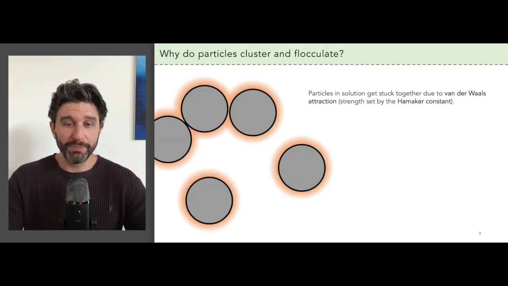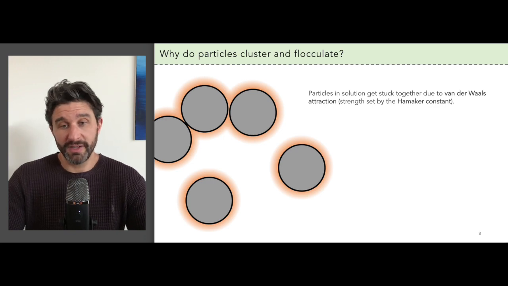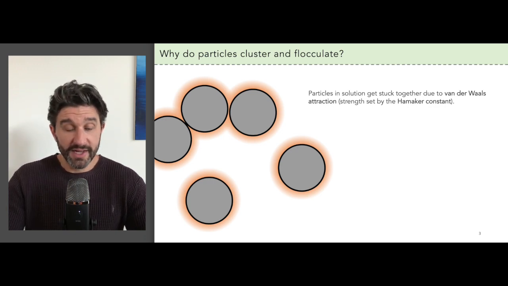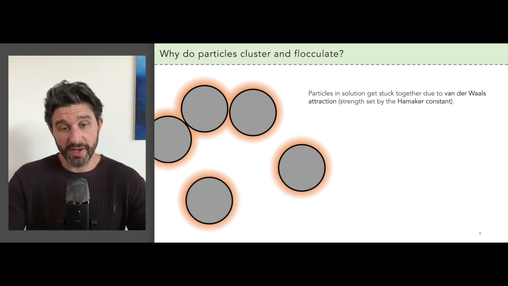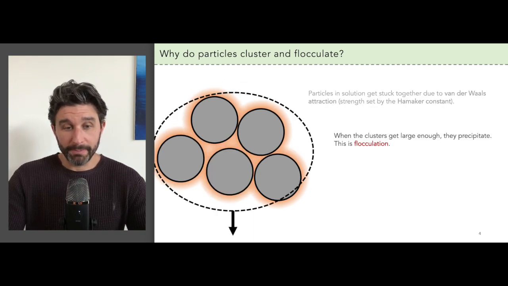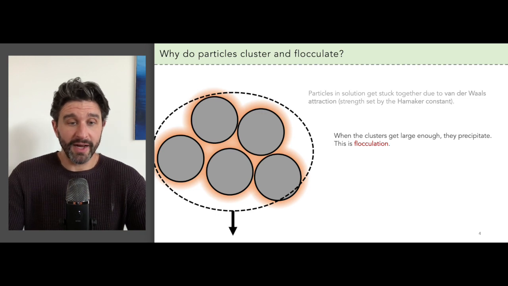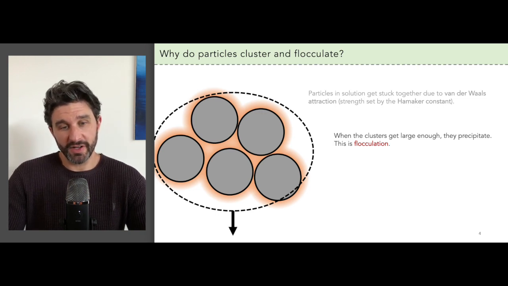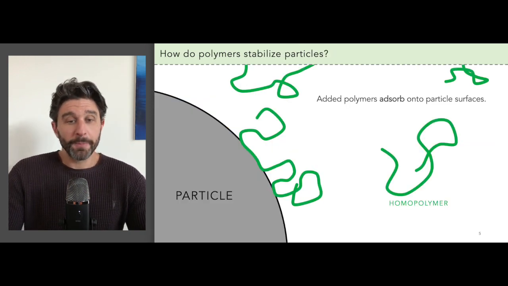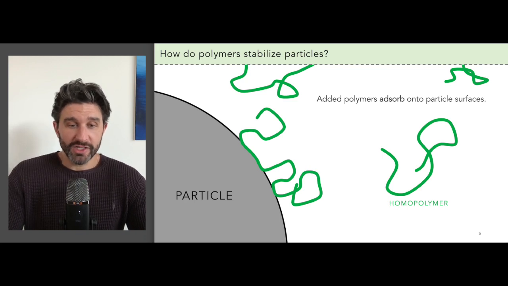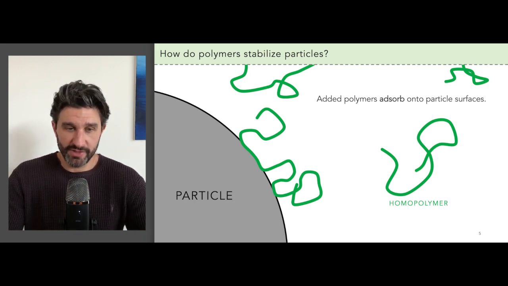Neutral particles, when put in a neutral solvent, tend to cluster because of van der Waals interactions. These are attractive interactions with a strength described by the Hamaker constant. As the particle clusters get bigger and bigger, they can eventually precipitate out of the solution. This is called flocculation. Now, one of the ways we can reduce flocculation is by adding polymers into the mixture.